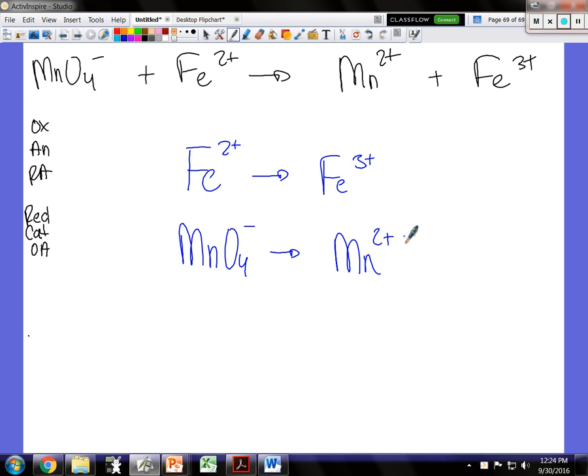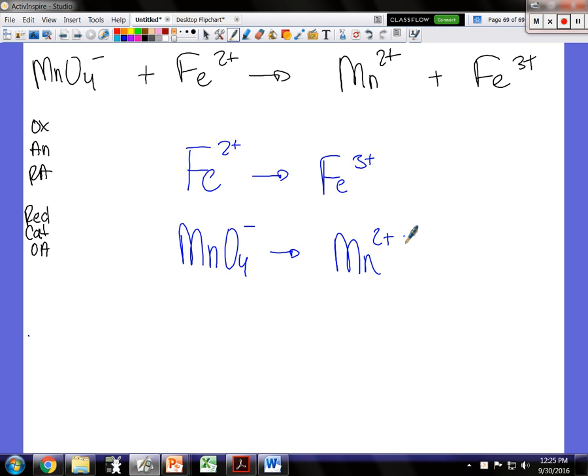Now, the reason we started off with oxidation on this one is because it was easier to determine. You could just look at the Fe's. It was 2 plus to 3 plus. That's easy. That's up. Okay? Now, rule number 2 is balance everything except the H's and O's. Save the H's and O's for last. So I've got 1 Fe, 1 Fe, 1 Mn, 1 Mn. So am I done with step 2? It says balance all elements besides hydrogen and oxygen.